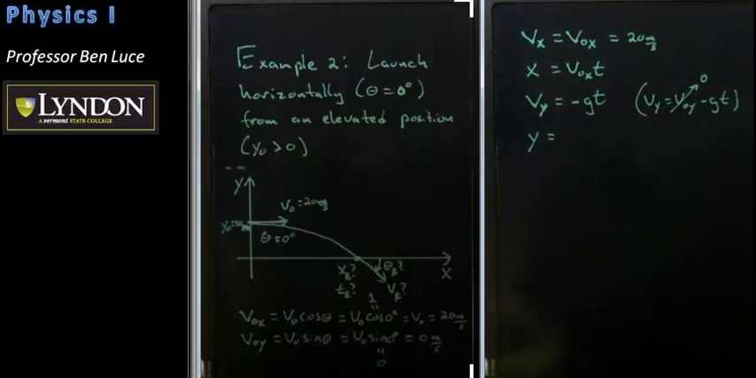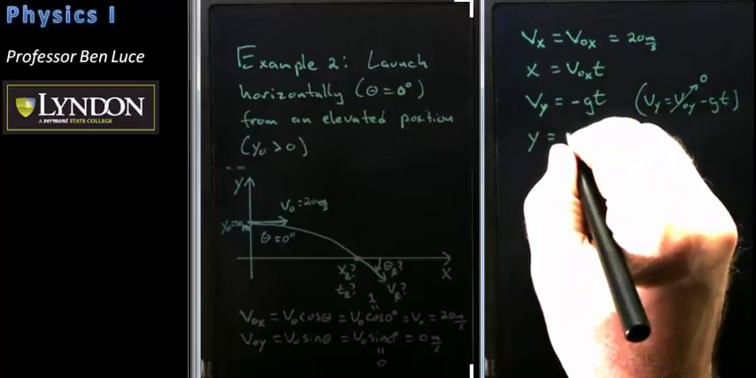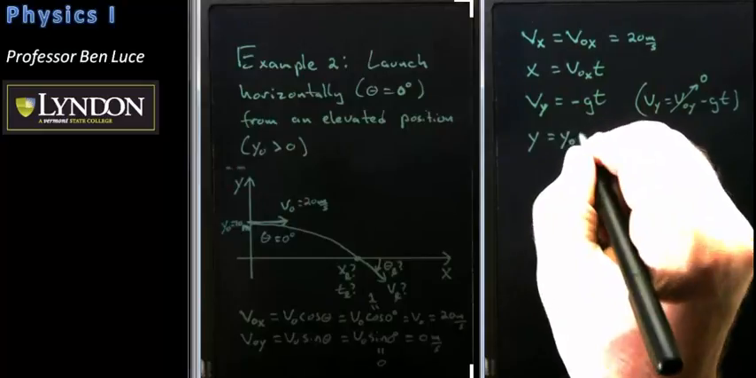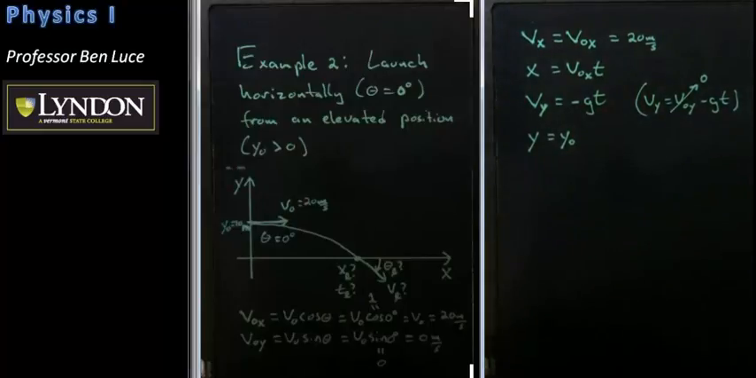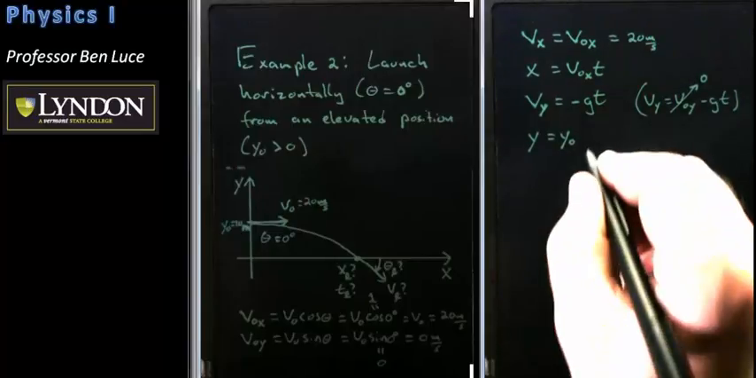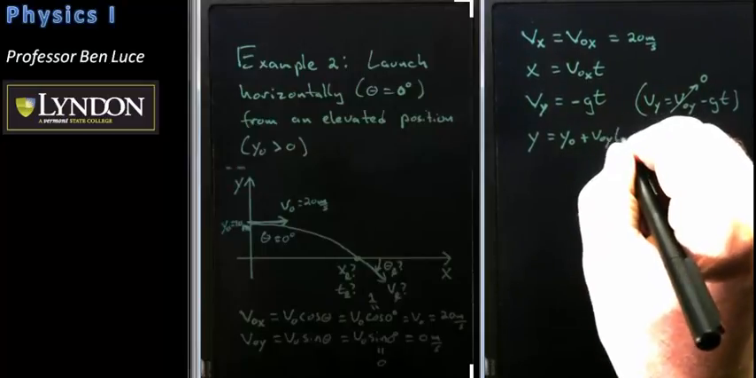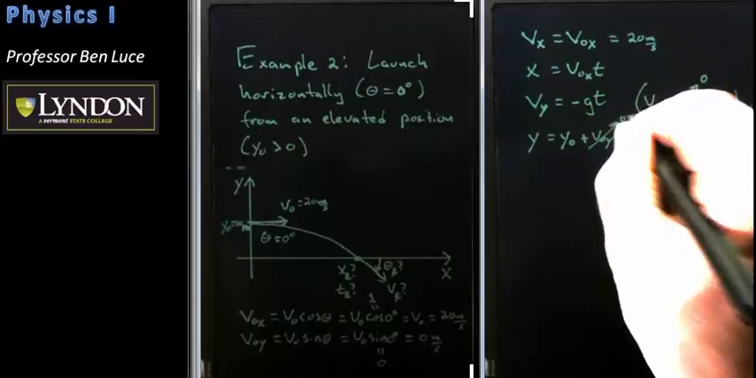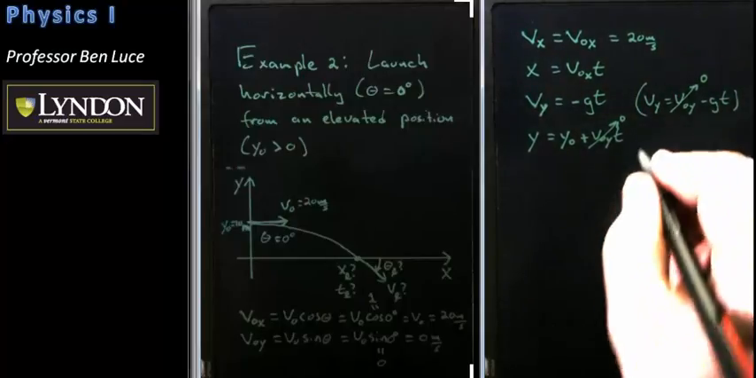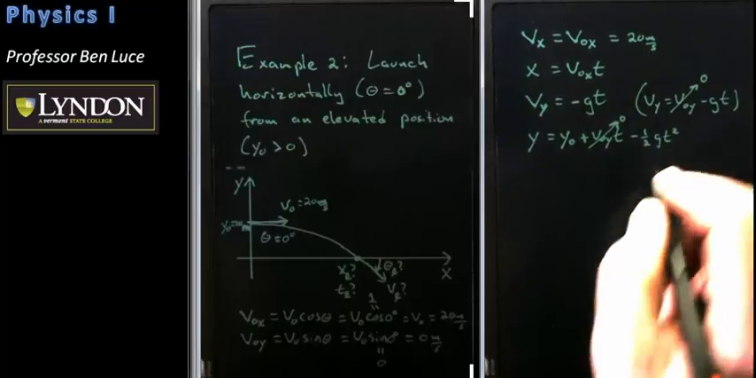And y, well, here y naught is equal to our initial height, and so we have to keep that because it's not equal to 0. So we have y naught, we have to retain that, plus we'll have normally a v naught y t term, but that is going to be 0, and then we'll have our 1/2 gt squared.